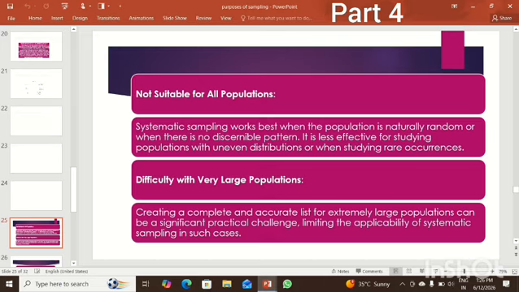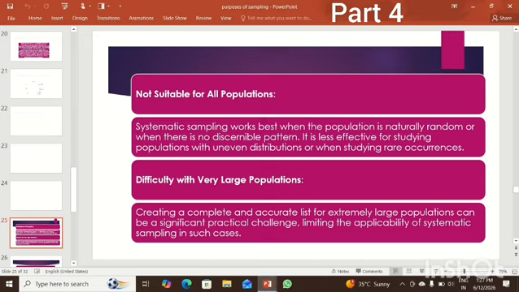Because before getting the sample, we have to make a filtered population as well. Then we will select a sample, or that filtered population can be said as a sample. It is less effective for studying populations with uneven distributions or when studying rare occurrences.